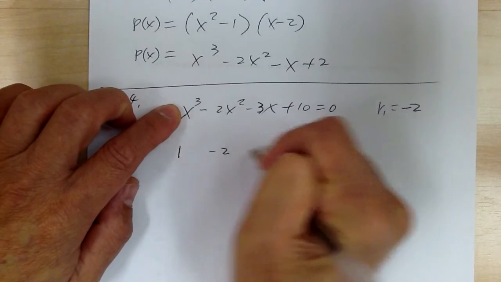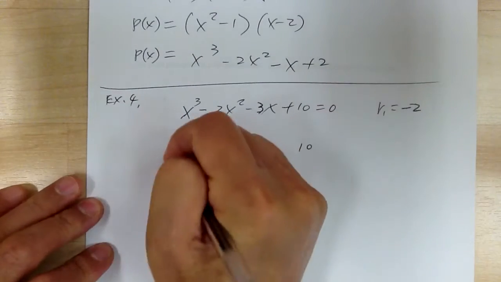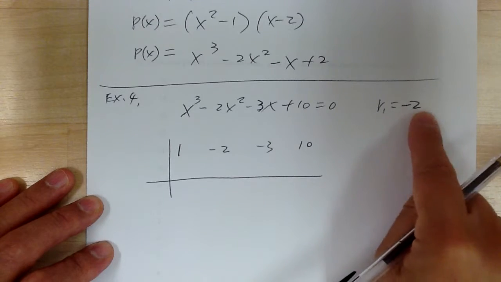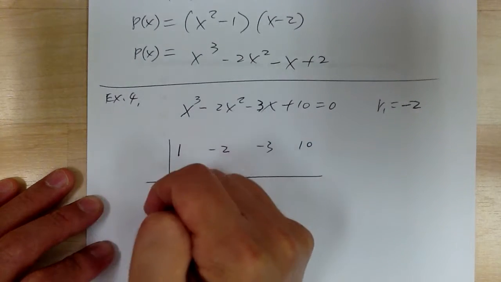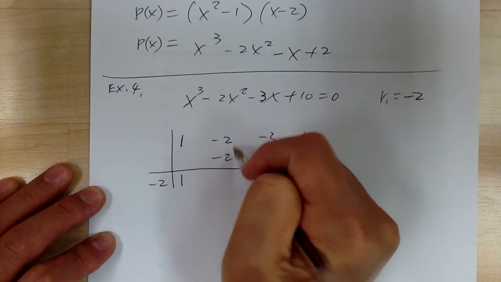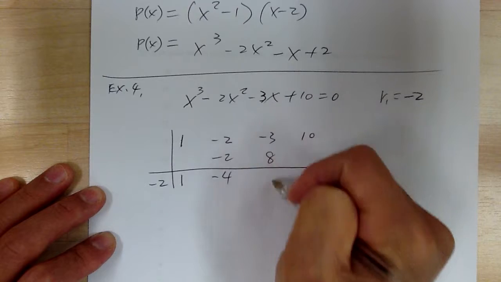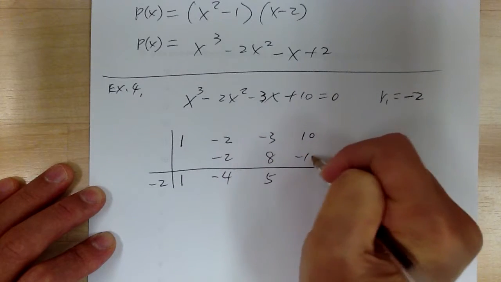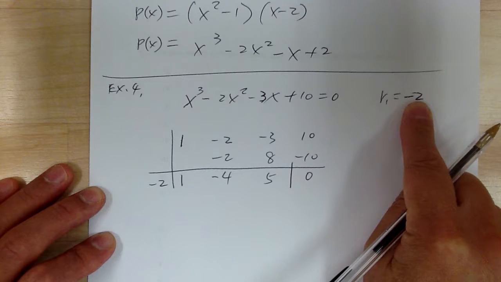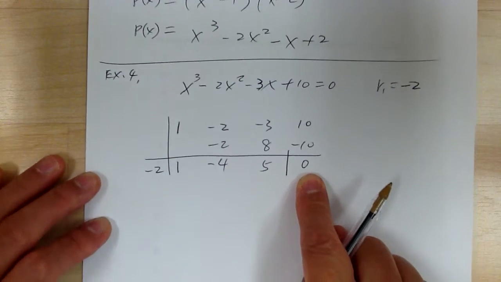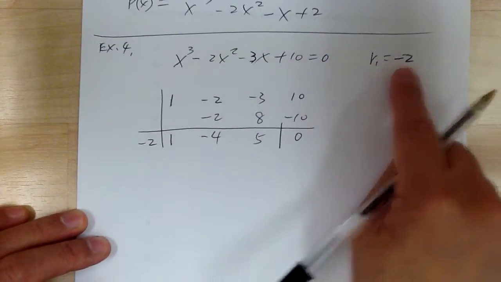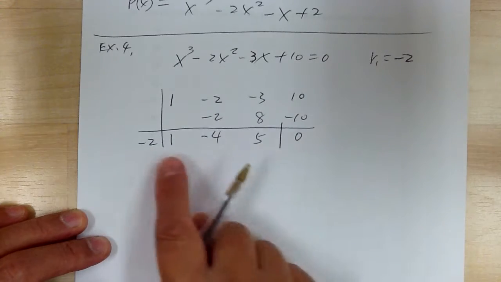So 1, negative 2, negative 3, and 10. Now this is already the root, so you don't have to solve. So you can just take straight onto here. So negative 2, okay, so you drop, multiply, you add, multiply, you add, multiply, you add. And you always have to equal to 0 because it's a root, means you have to divide exactly. So if your remainder is not 0, means you're doing something wrong. So you use the polynomial to divide this factor over here. This is what you can end up with.